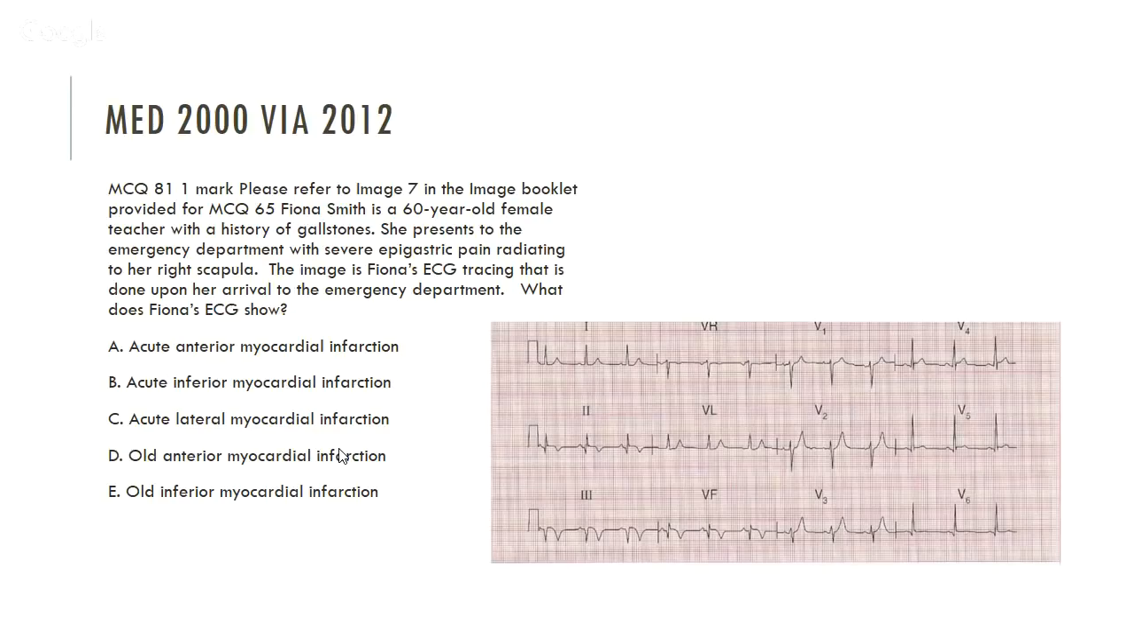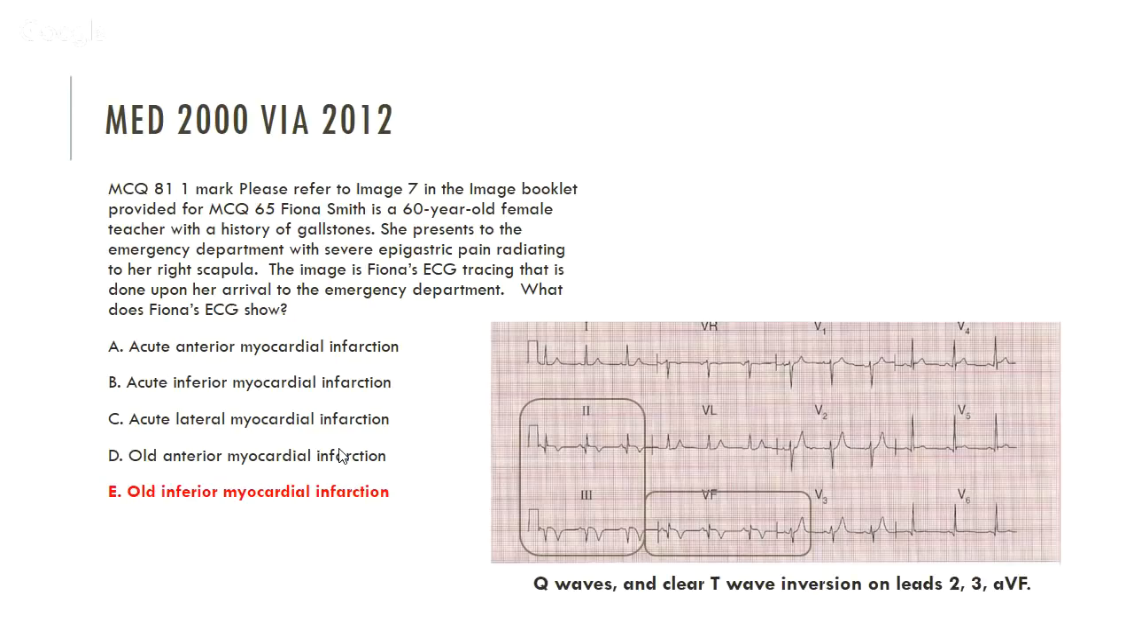So I think the answer is old inferior myocardial infarction. So if you look at the inferior leads, 2, 3, AVF, you can see there's like this Q wave which dips down, and there's also T wave inversion as well. So those two signs are indicative of previous ischemia. So I think the most likely answer is old inferior myocardial infarction. And I think the rest of the scenario is just unrelated, like not a current presentation.